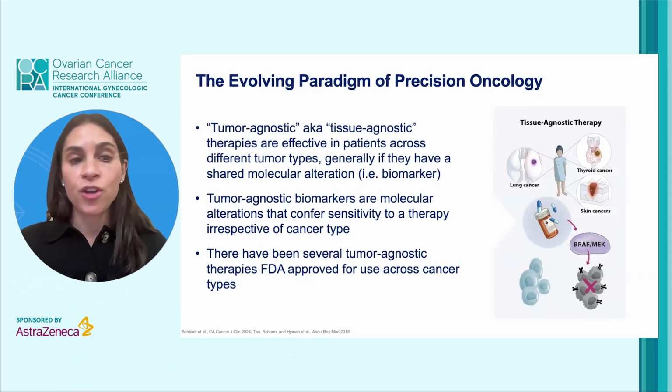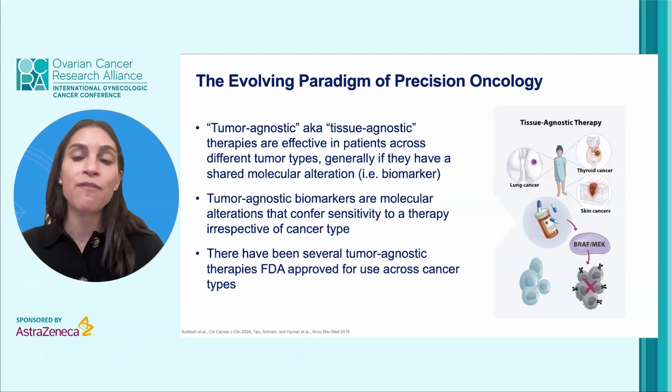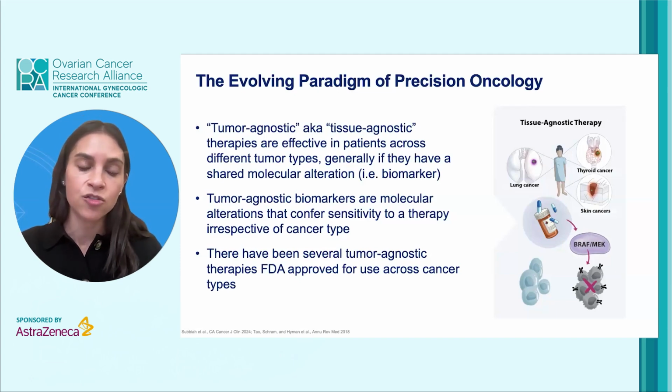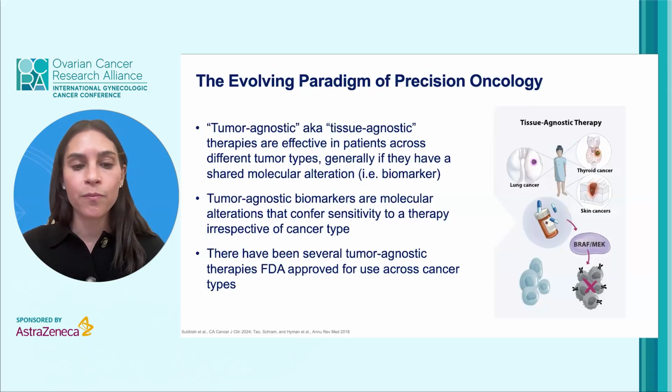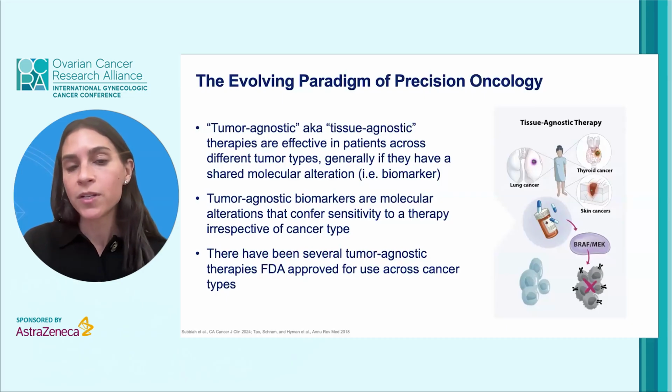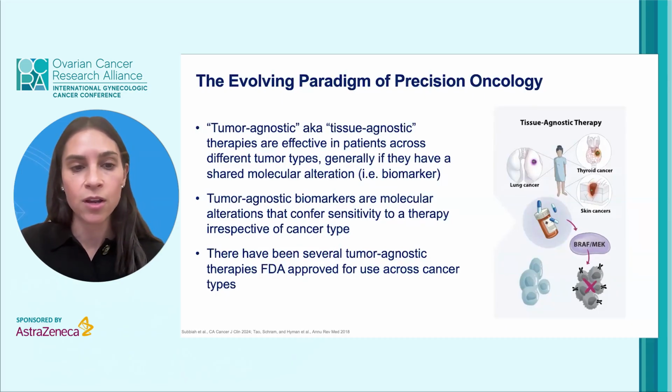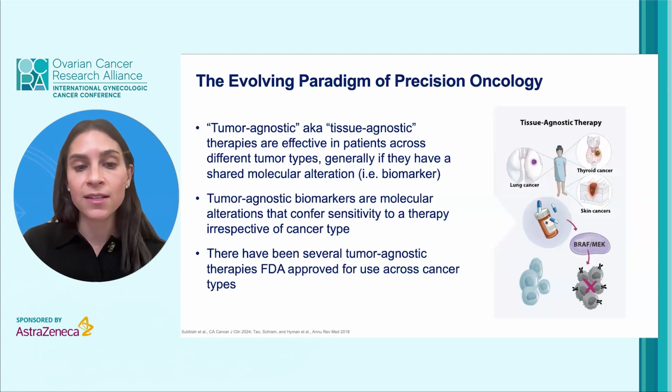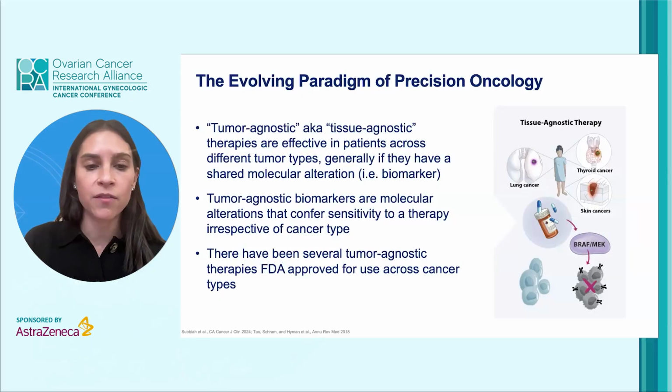And this is really a shift away from, as I said, the traditional approach to studying cancer, but also a shift away from the traditional way of thinking about cancer. Rather than thinking about cancer as just the disease site of origin, we are thinking about cancers that have similar biology or similar drivers as potentially more of a unit. And so tumor agnostic or tumor tissue agnostic therapies are therapies that are effective in patients across different tumor types, generally if they have a shared molecular alteration, something called a biomarker. Tumor agnostic biomarkers are molecular alterations that, as I said, confer sensitivity to a therapy irrespective of cancer type.